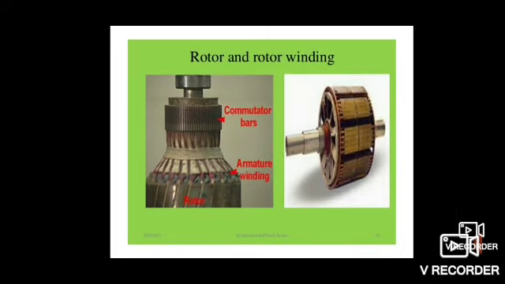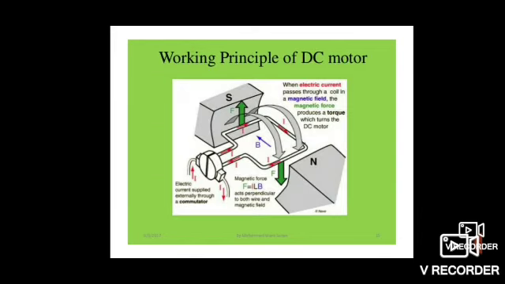There are two types of armature winding. One is lap winding, another one is wave winding. So the working principle of DC generator is based on Faraday's law of electromagnetic induction. That is, when electric current passes through a coil in a magnetic field, the magnetic force produces a torque which turns the DC motor. That is the principle of DC motor.